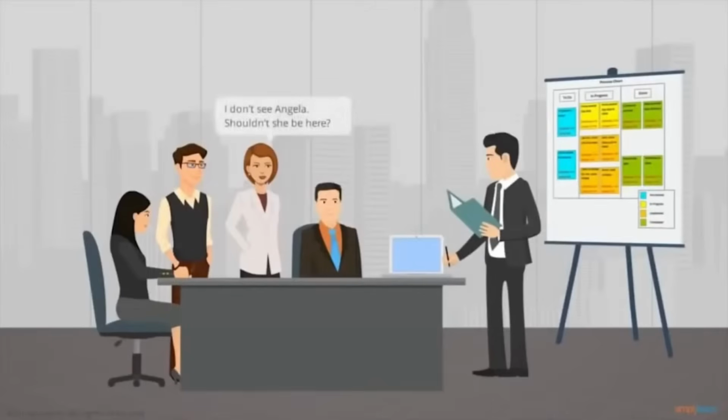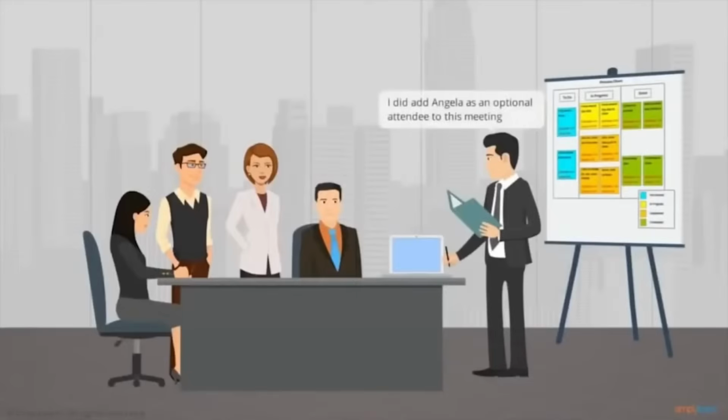Let's start. I don't see Angela. Shouldn't she be here? I did add Angela as an optional attendee to this meeting, and since she hasn't showed up, we don't have to wait for her, Susan.